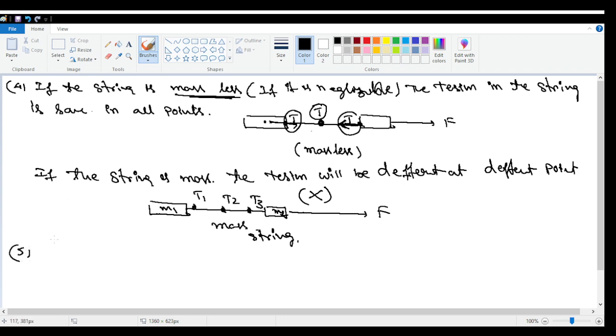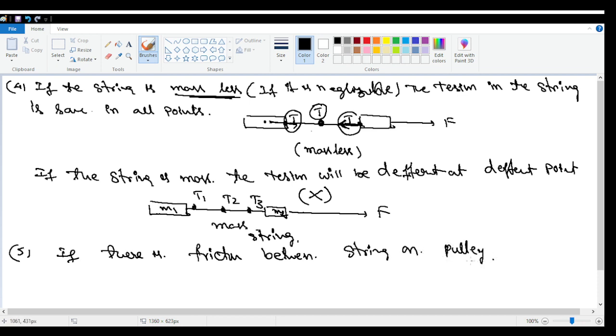Let me go to the fifth point. If there is friction between string and pulley. సో ఇప్పుడు మనకు పుల్లీకి స్ట్రింగ్స్ మధ్య ఫ్రిక్షన్ ఉందనుకోండి, అటువంటి సిచ్యువేషన్లో ఏం రాయిందంటే the tension is different on two sides. అంటే పుల్లీని క్రాస్ చేయకముందు, క్రాస్ చేసిన తర్వాత ఈ యొక్క టెన్షన్ అనేది మారిపోతుంది అనమాట. The tension on the string, the tension is different on two sides of the string.